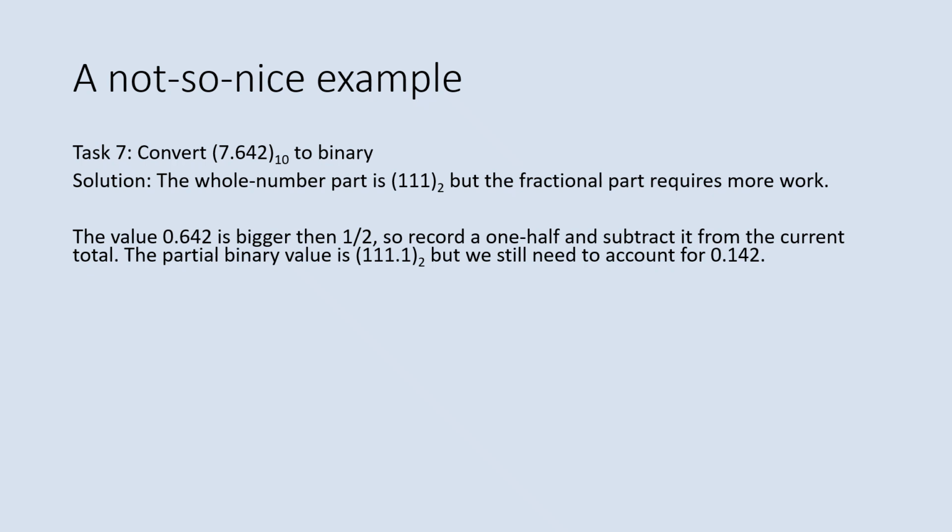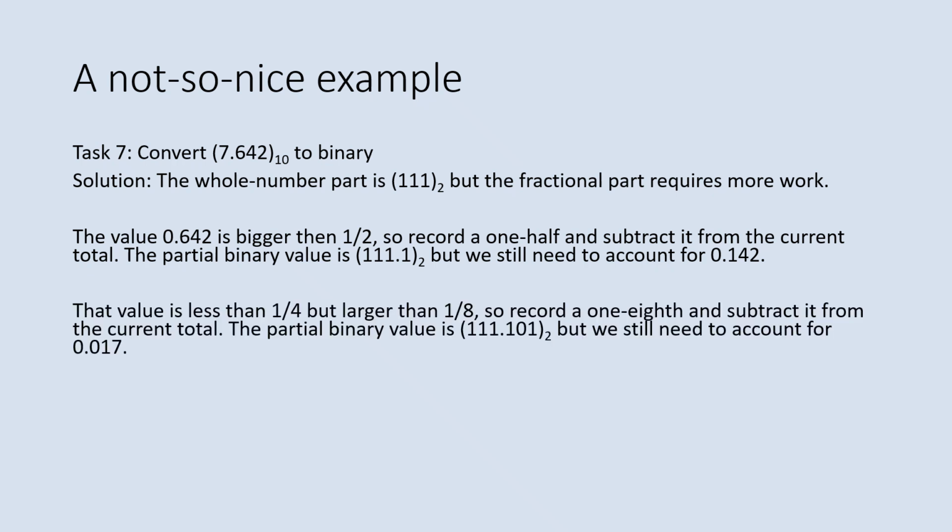So 0.642 is bigger than a half. So we're going to record that 1/2 by putting a 1 in the 1/2's position. Subtract that from the current total, and we're left then with 0.142. Well, 0.142 is between an eighth and a fourth, so we're going to record the 1/8 and subtract that from the total. That leaves 0.017 that we need to account for.